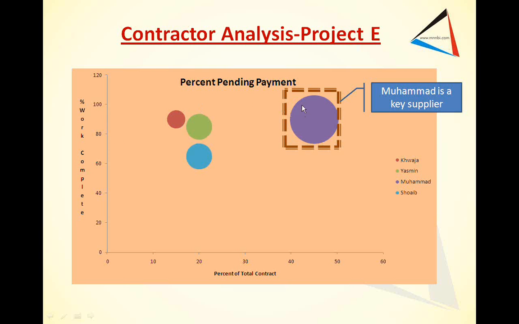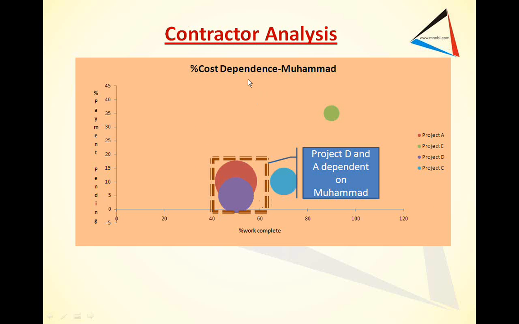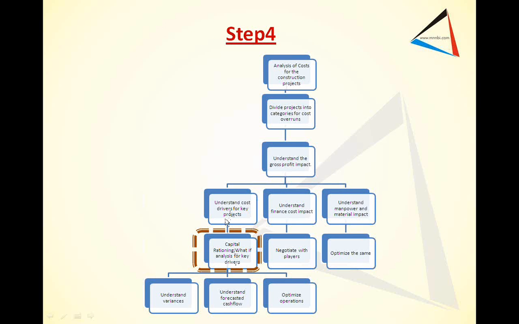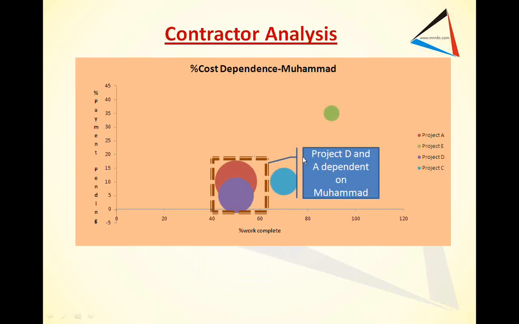This is the percentage pending payment. That means there is a huge payment which is pending for this particular contractor, Muhammad. And the percentage of the contract was very high. This explains why that project was showing a better gross profit. We looked at the impact of the cost dependence of this particular contractor on the other projects. You look at this, project A and project D are being significantly impacted. There is a huge dependence upon this particular contractor. That means you need to clear Muhammad's payments for all these projects to be completed.